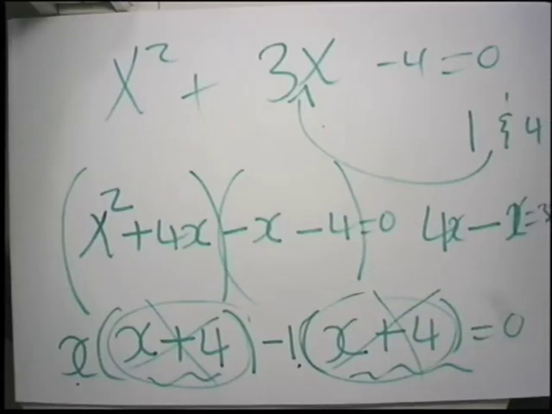After that, it means it's either the bracket x plus 4, or x minus 1, which equals 0. And if you equate it to 0 and solve for x, then you find that your x is equal to 1, or your x is equal to minus 4. And those are the only values that, if you substitute them in the original equation, you are going to get 0. Okay. The quadratic formula is simple.